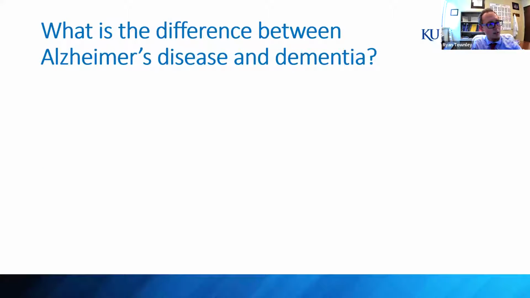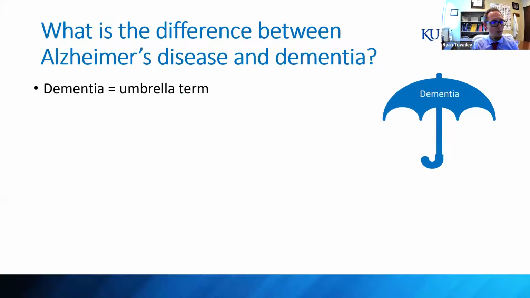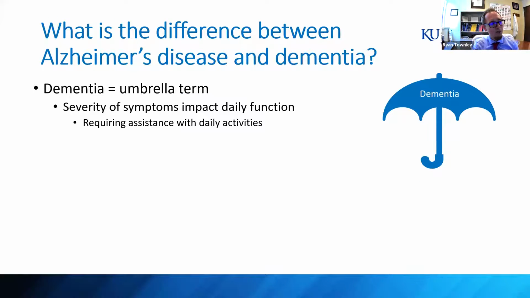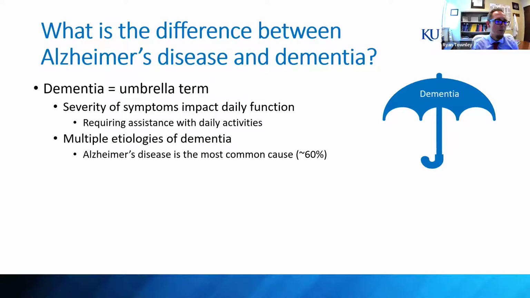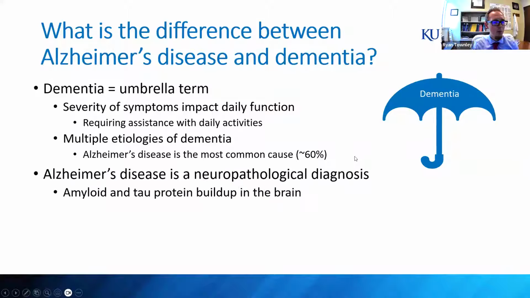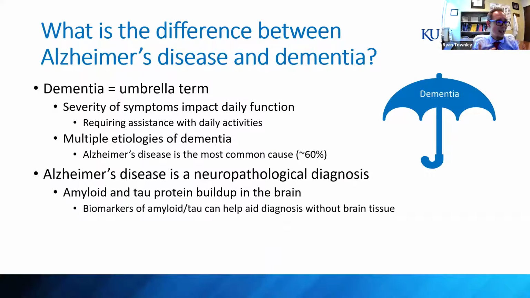So just to summarize some of that, what's the difference between Alzheimer's disease and dementia? Again, dementia is the umbrella term. It really just indicates the severity of the symptoms going on. And then knowing that there's multiple etiologies with Alzheimer's disease being the most common one, Alzheimer's disease really is a neuropathologic diagnosis. It is the evidence of amyloid and tau changes within the brain. And so now that we have biomarkers, we can measure it in the spinal fluid, we can do PET scans, we can now do blood tests that can help aid a diagnosis without having to go to brain tissue.